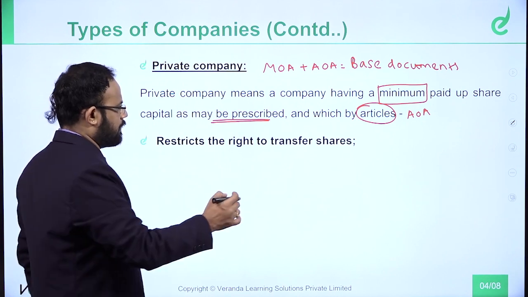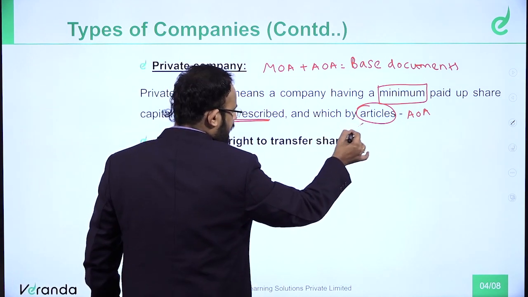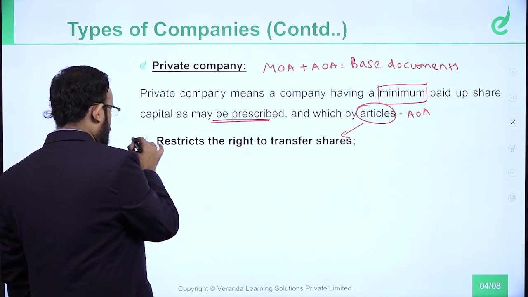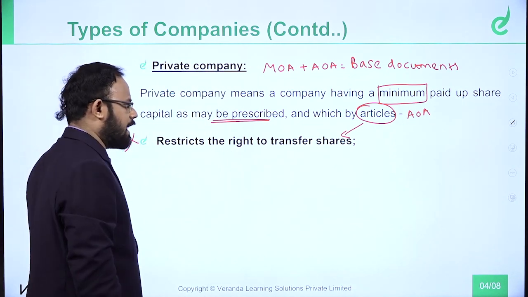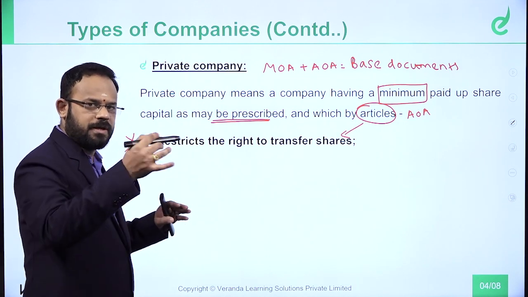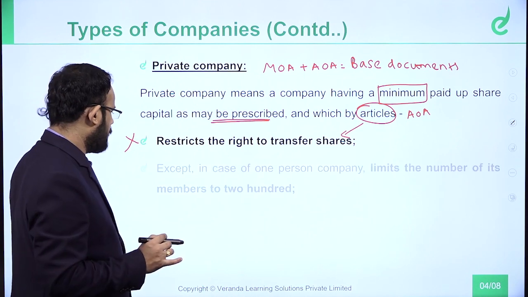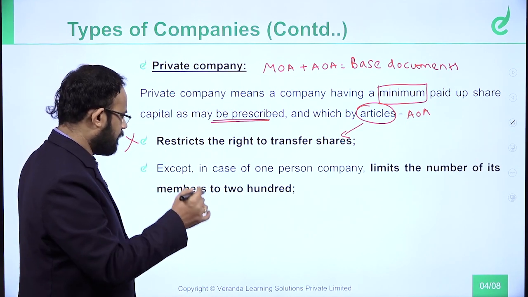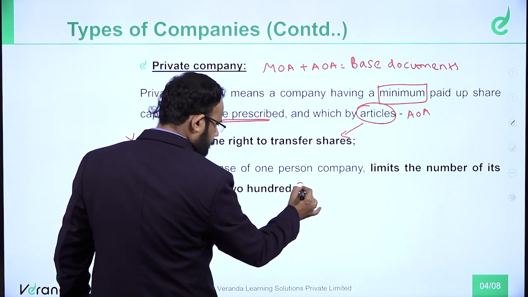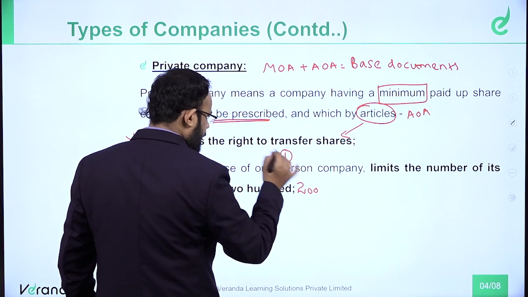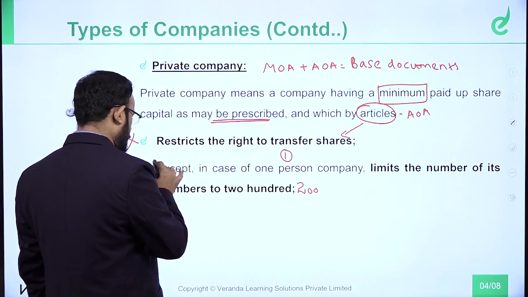What is the first thing? Which by its articles restricts the right to transfer shares. That means you cannot do a share transfer for a private company. You cannot move from one place to another through shares. Point number 2: except in case of one-person company, limits the number of members to 200. Because here it is going to be one only, except. So that's the keyword you will have to remember.